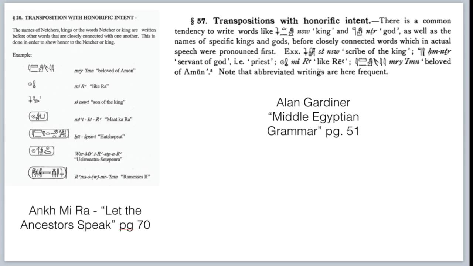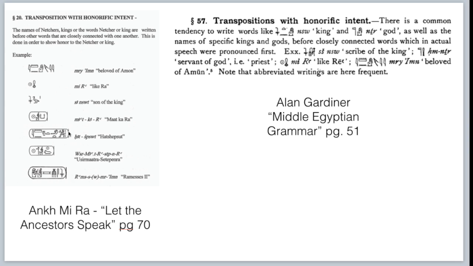And then here we have a few names. We have Ma'at Ka Ra. Ra is written first, but it's pronounced last. Ma'at Ka Ra. Ra is pushed all the way to the front. You see it here. If we were to say it the way we see it, it would be Ra Ma'at Ka. That makes no sense grammatically. That's how we know that honorific transposition is an actual phenomenon.